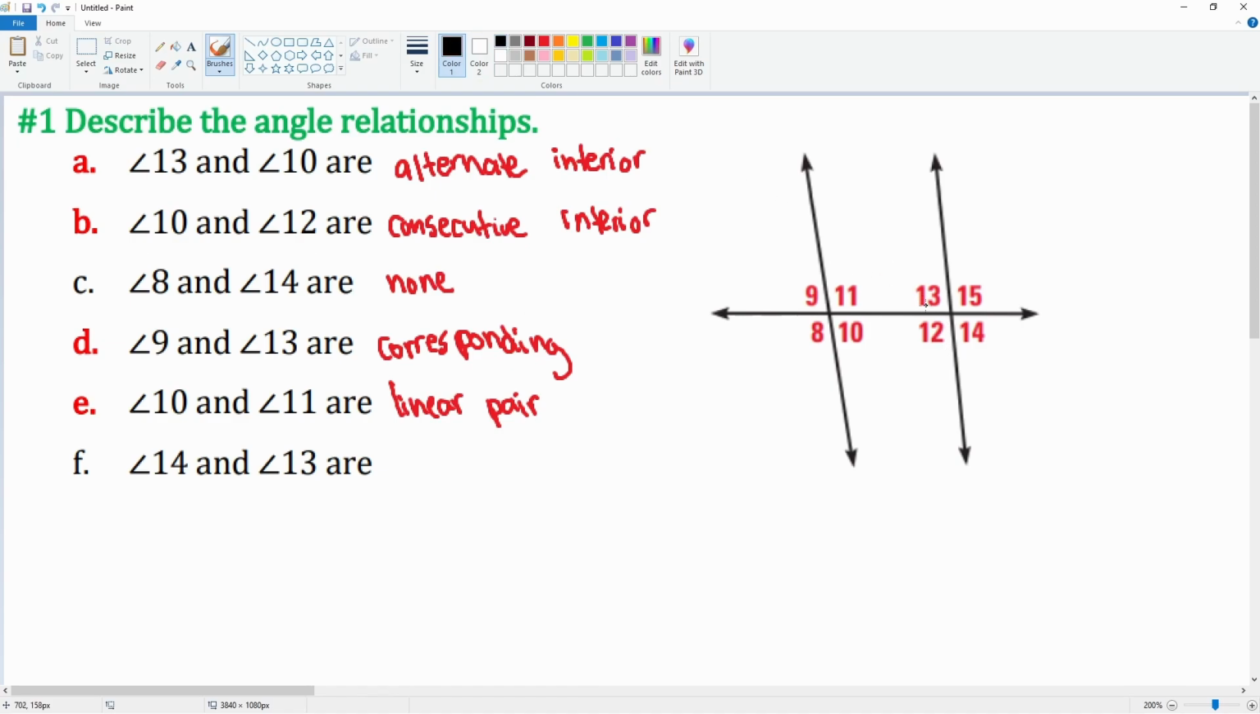Next, 14 and 13. 14 and 13 looks like they're angles that are opposite from each other, and that makes them vertical angles. All right, these are all the angle relationships here.